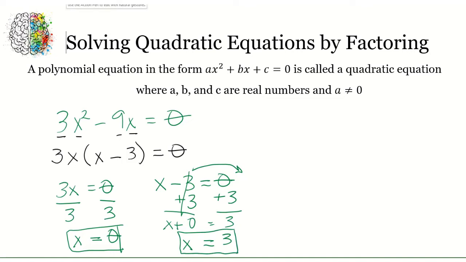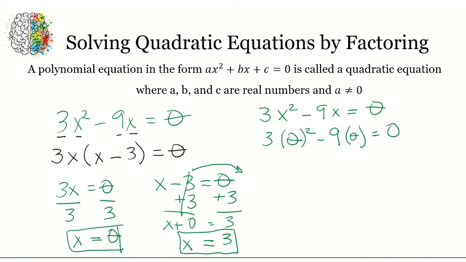Now we want to plug those values back into my original equation to verify that they indeed are the correct solutions to my problem. So I'm going to write my original problem and test out each of those answers. First I'm going to test out replacing x equals 0. That would give me 3 times 0 squared minus 9 times 0 equals 0.